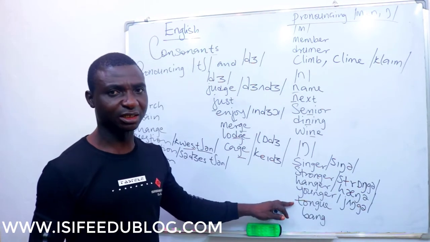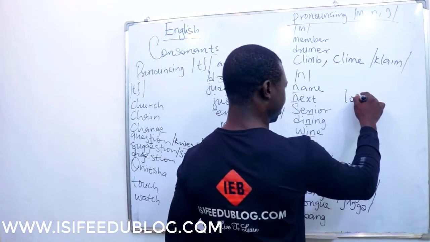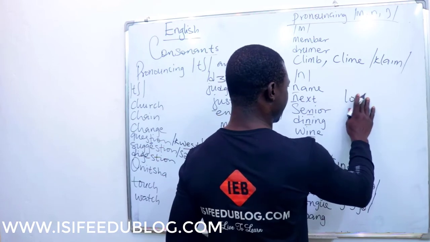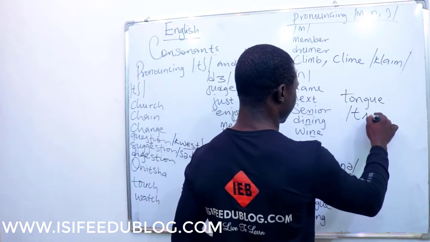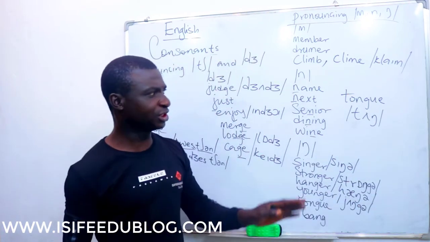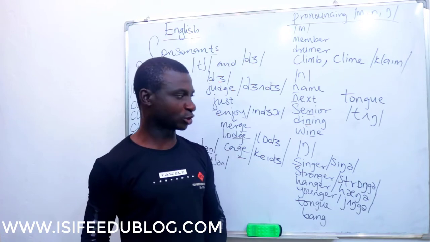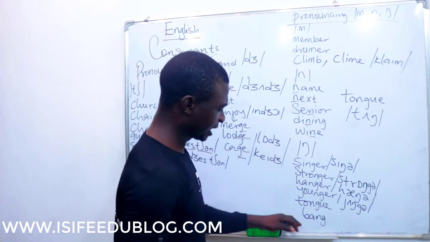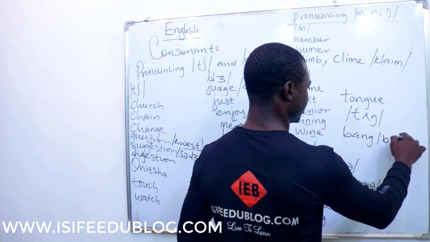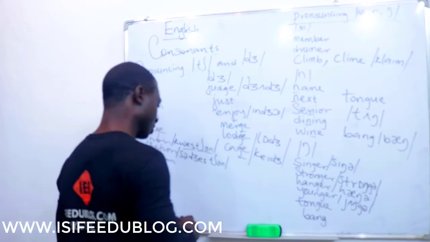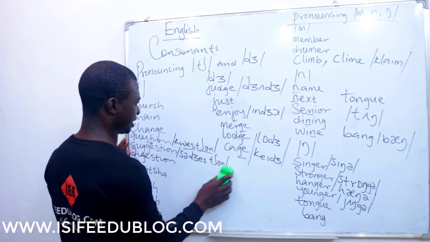This is tongue, not tongue with a hard G. T-O-N-G-U-E is pronounced tongue. The G, the U, and E are all silent. Tongue. And here is bang. We will take the last four consonants immediately.